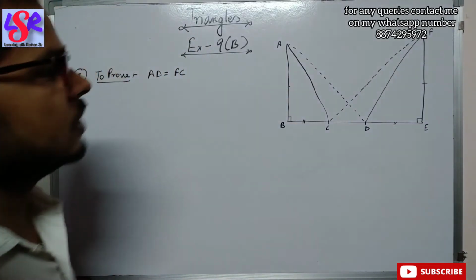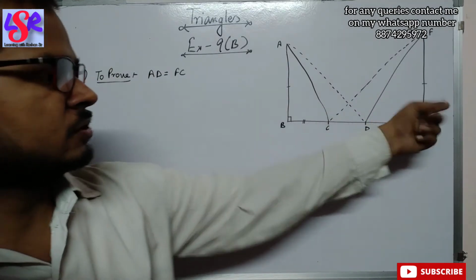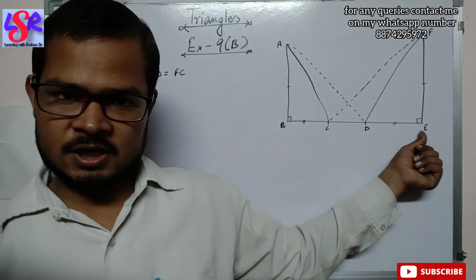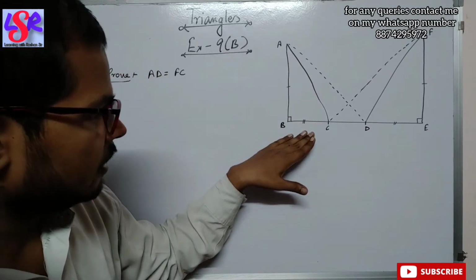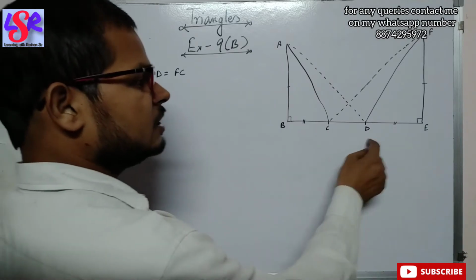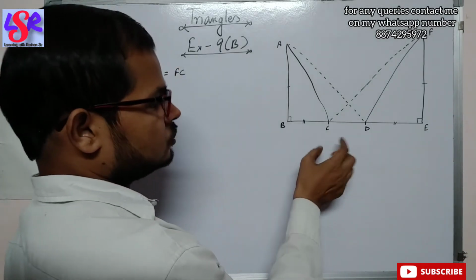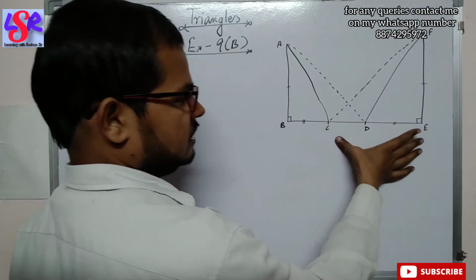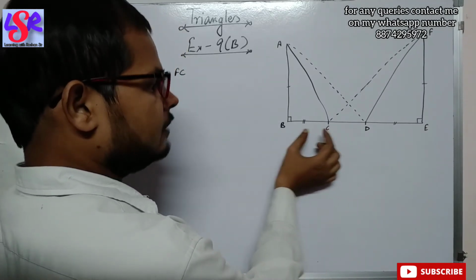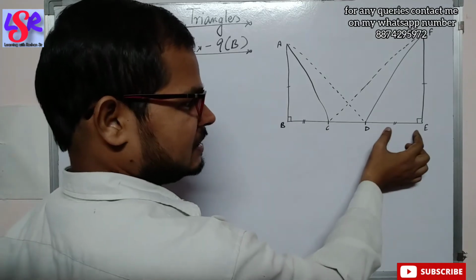Now to prove these two triangles congruent, we can use this side equals this one as given. This angle equals this one, again given. But we have been given that BC equals DE, and we need BD equals EC. So to get BD equals EC, first of all, we are going to add the common portion CD in both of the sides, BC as well as ED.